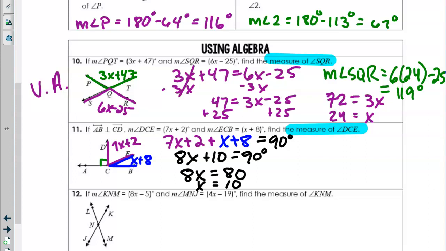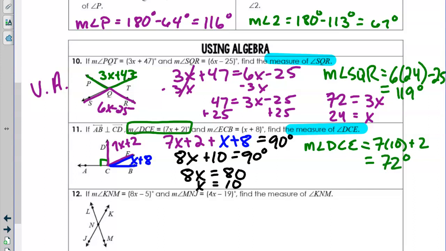Am I done? Of course not. What is it actually asking? Very good. So the measure of angle DCE, I'm going to look back here, it's right here. It's 7x plus 2, so we're going to do 7 times 10 plus 2. And what is 7 times 10 plus 2? 72, I believe I heard. Yeah, it's 72 degrees.